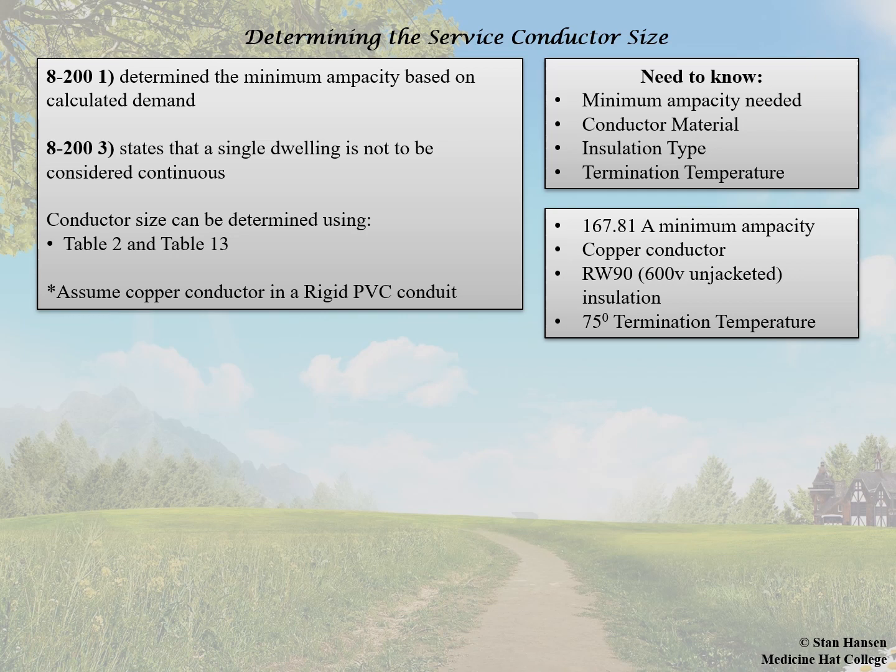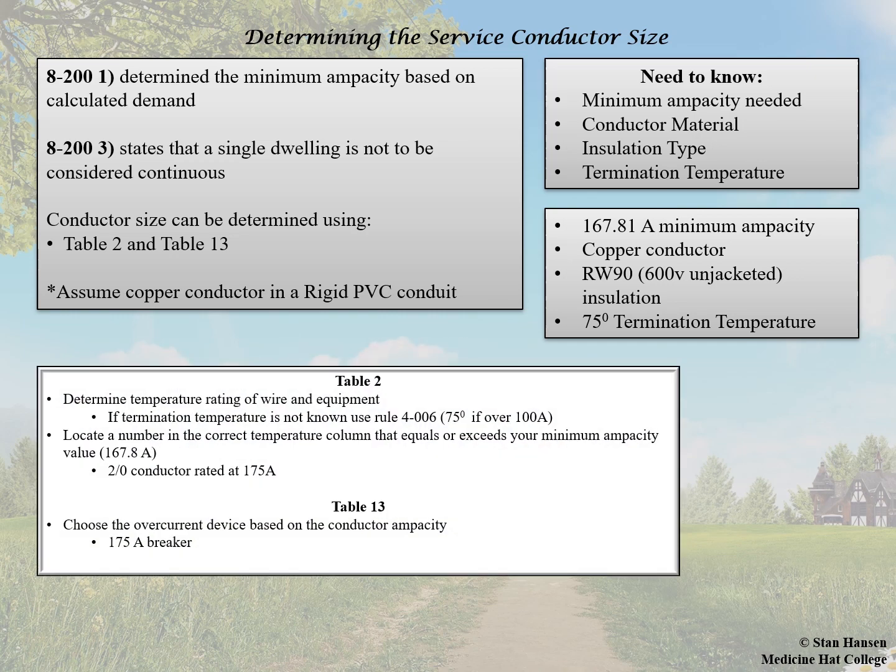So our minimum ampacity that we just calculated was 167.81 amps. We know it's copper, we know it's RW90, we know it's 75 degrees. We take this information now to table 2, and we look at the temperature rating of the wire and the equipment. 90-degree temperature rating on the wire, 75-degree temperature rating on the equipment, therefore we use the 75-degree column.